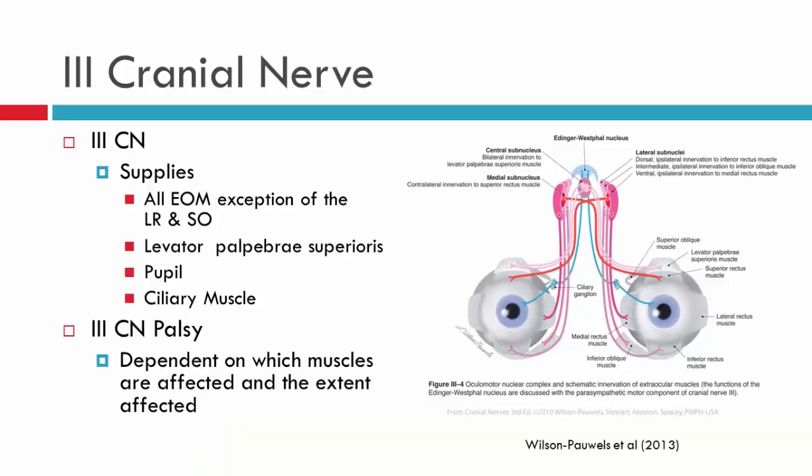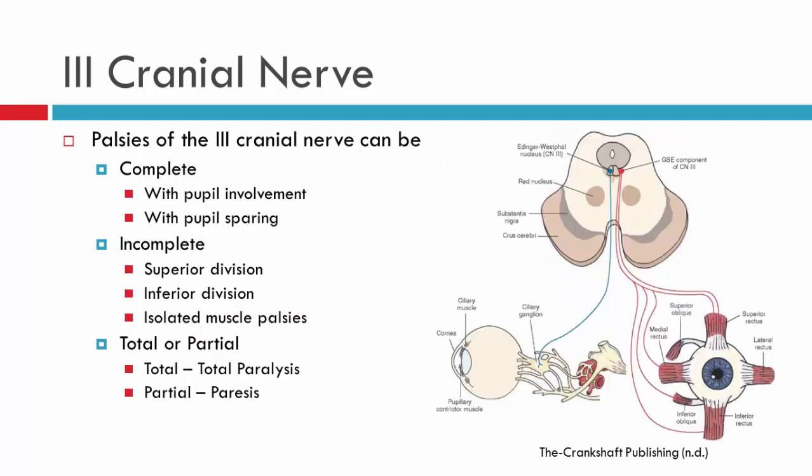As you're aware, the third cranial nerve supplies a number of extraocular muscles. Indeed, it supplies all extraocular muscles apart from the lateral rectus and the superior oblique, which are supplied by the sixth and fourth. It also supplies the levator, the pupil and the ciliary muscle. However, with a neurogenic palsy of the third nerve, it may not necessarily affect all muscles. It may affect some muscles and not others, and in some instances it may spare, for instance, the pupil and the ciliary muscle. Let's have a look at how we divide the types of third nerve palsies we can have.